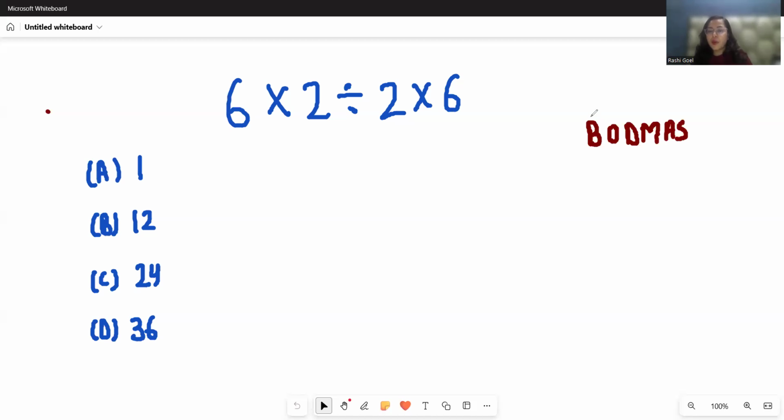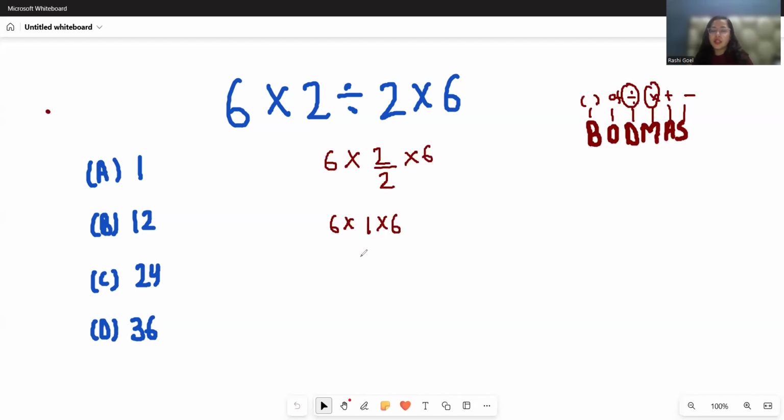So B stands for bracket, O stands for of, D stands for division, M stands for multiplication, A stands for addition, and S stands for subtraction. In this question, we have been given two operations, that is division and multiplication. So we have to give preference to division first. So 6 times 2 divided by 2 times 6. Now 6 times 1 divided by 6. 6 times 1 is 6 and 6 times 6 is 36, which is option number D.